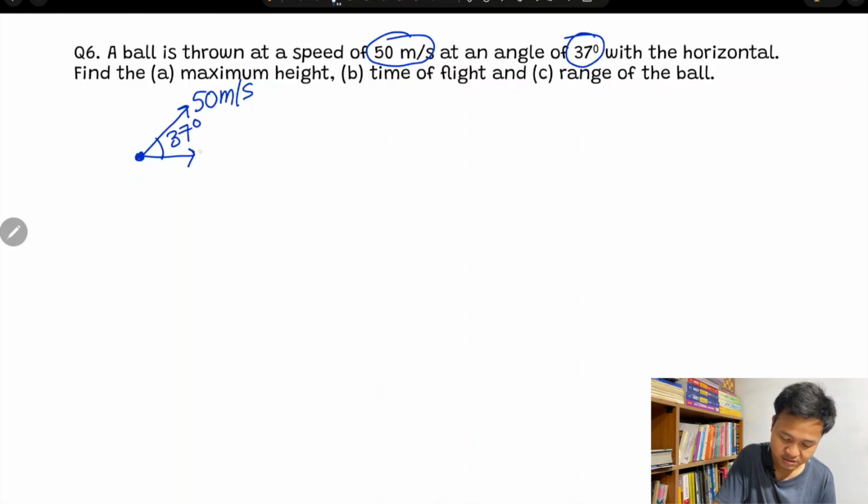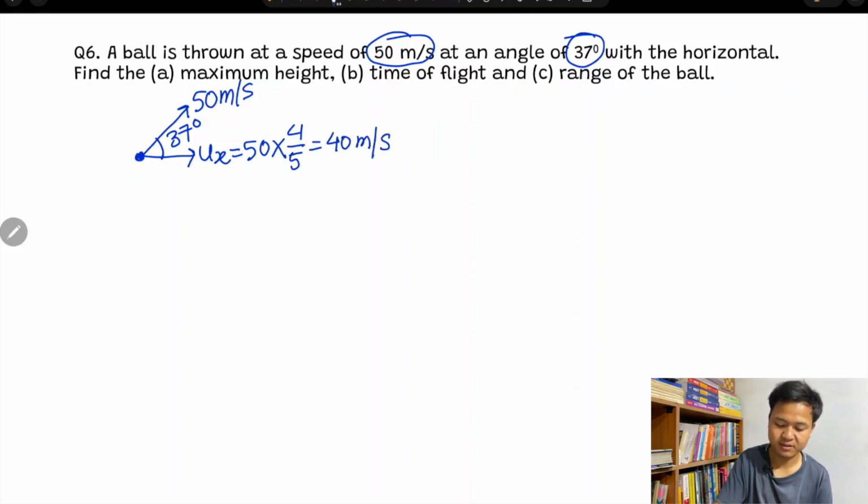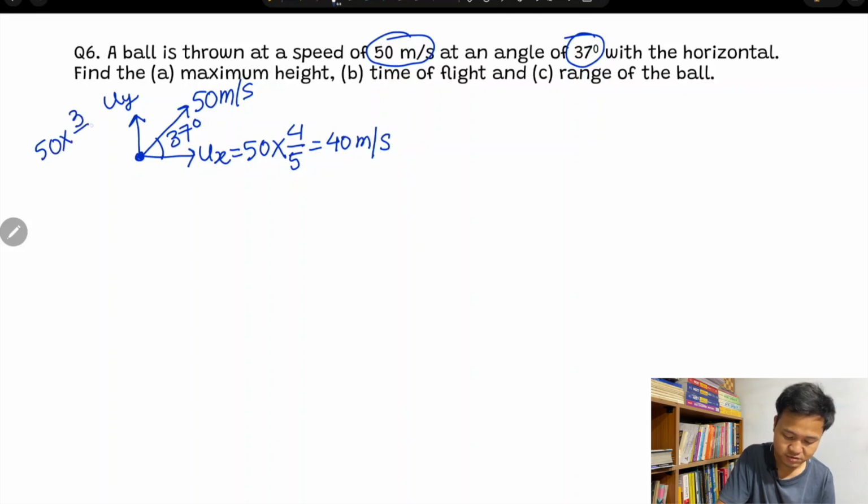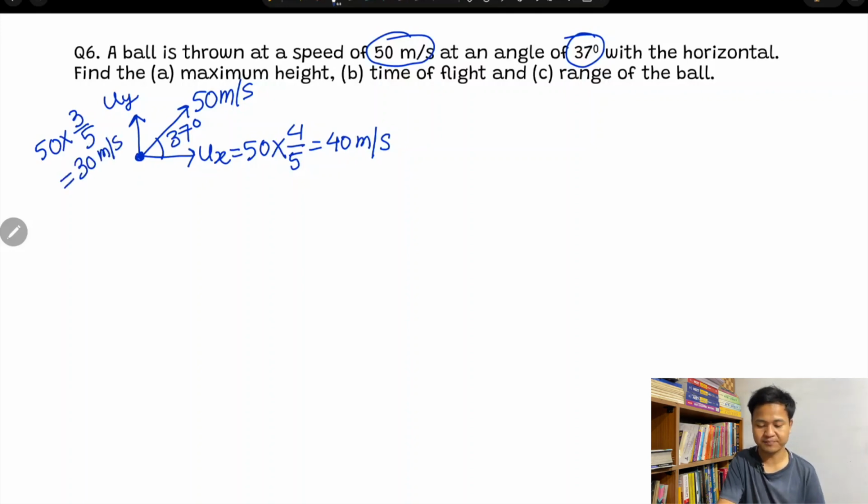37. Ux is u cos theta, so 50 cos 37, which is 4 by 5, so that is 40 meters per second. Okay, so here what is uy? Uy is u sin theta, so 50 into sin 37, which is 3 by 5. That's 30 meters per second. Okay, so that is uy.